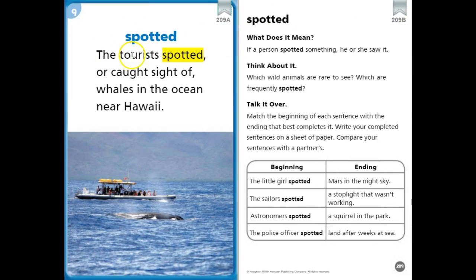Spotted. The tourists spotted or caught sight of whales in the ocean near Hawaii. If a person spotted something, he or she saw it. Which wild animals are rare to see and which are frequently spotted? Using the chart below, match the beginning of each sentence with the ending that best completes it, and compare what you think with what your learning adult thinks.